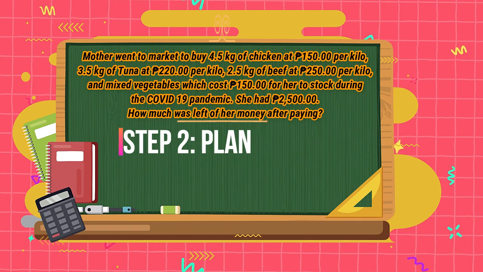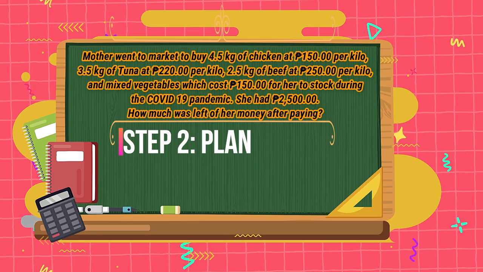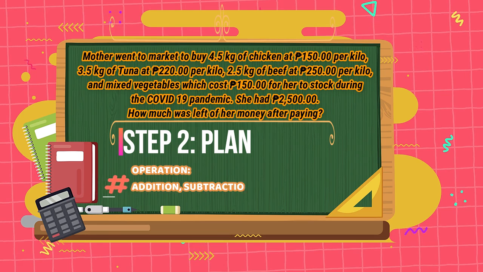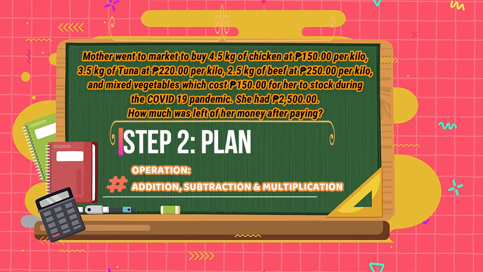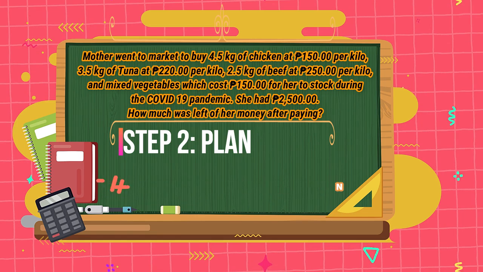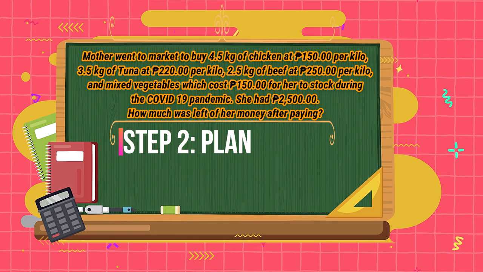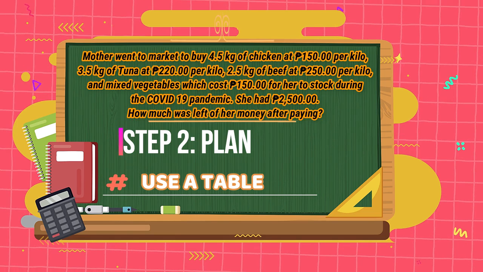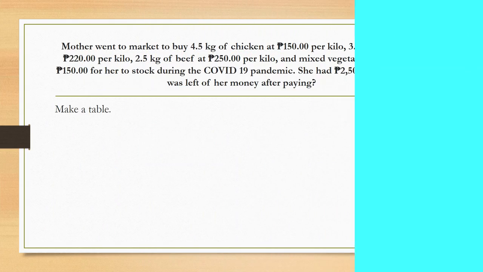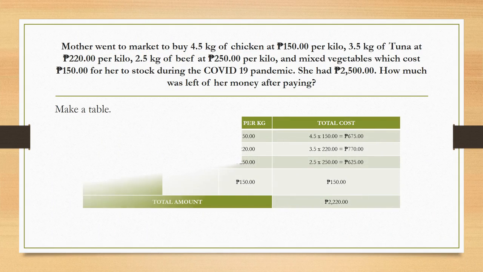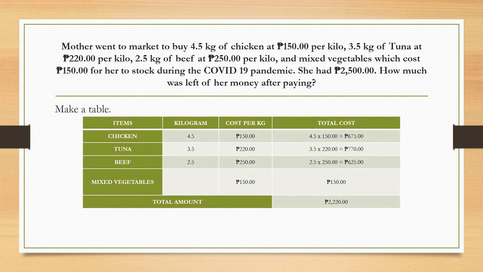Step 2. Devise a plan. What operations to be used here? Correct. We are going to use addition, subtraction, and multiplication. Then, create a number sentence. In here, we are going to use a table to solve the problem in an organized way. Let's make a table with 4 columns. In the first column, we will write the items bought by the mother in the market. So we will write the chicken, tuna, beef, and mixed vegetables.